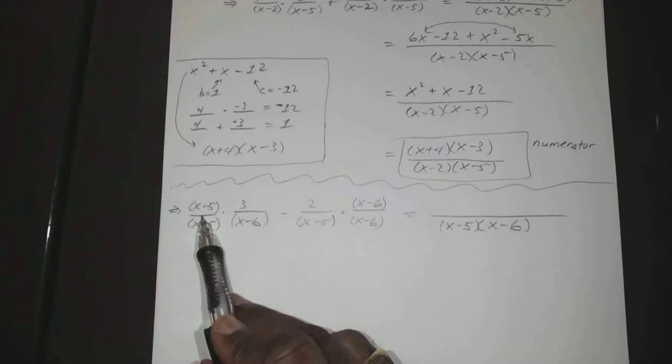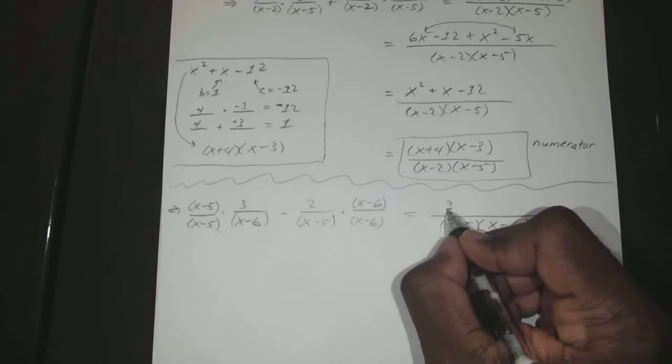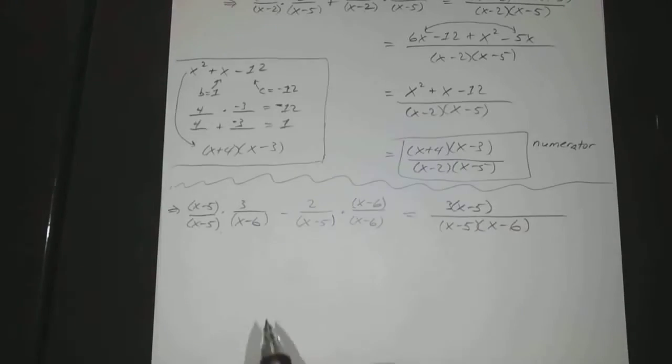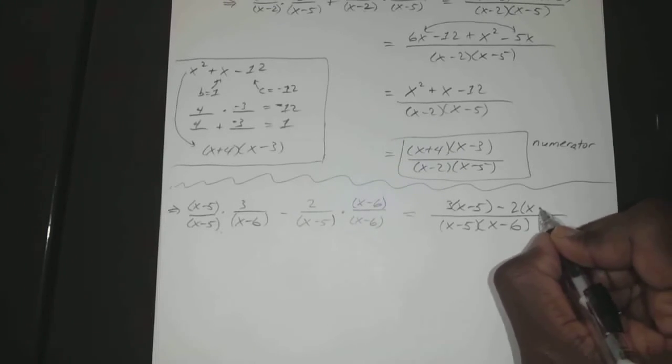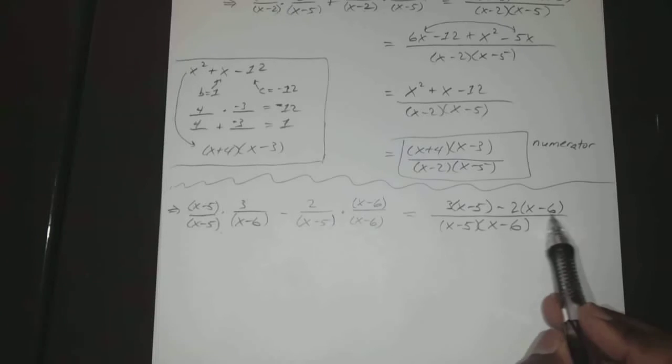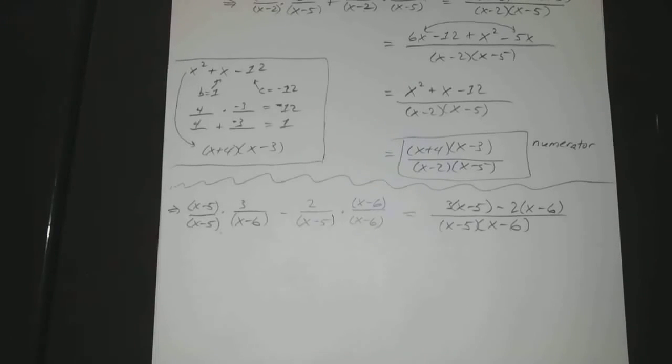Okay, so we have 3 times x minus 5. Minus 2 times x minus 6. Okay, so this is just one term, so you don't have to worry about an additional set of parentheses. You can just distribute the negative 2. Okay, so we distribute 3, and we distribute our negative 2.